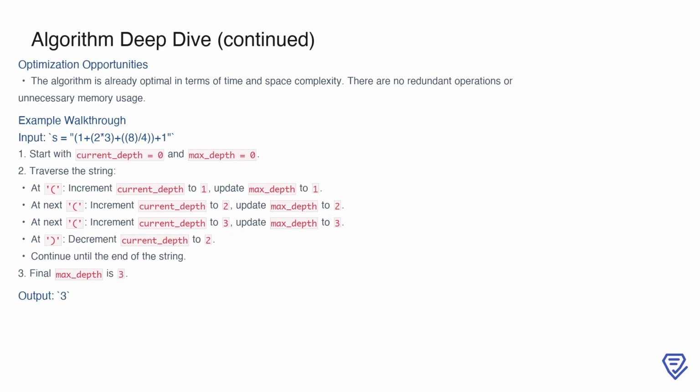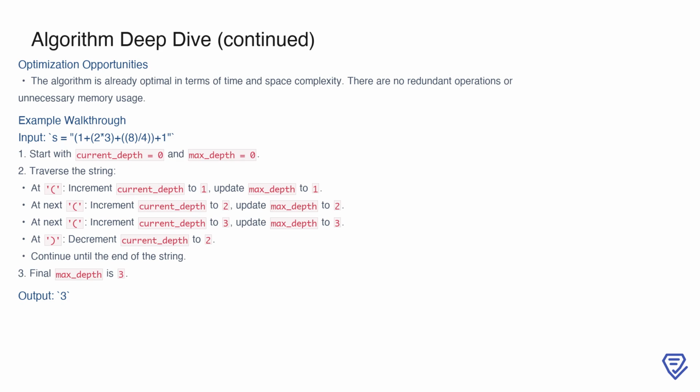Let's walk through an example to see how it works. Consider the input string s equals "1 + (2 * 3) + ((8)/4) + 1". We start with current_depth equals 0 and max_depth equals 0. As we traverse the string, each opening parenthesis increments current_depth and potentially updates max_depth. For the first opening parenthesis, current_depth becomes 1, and max_depth is updated to 1. For the next, current_depth increases to 2, and max_depth updates to 2. For the next, current_depth becomes 3, and max_depth updates to 3.